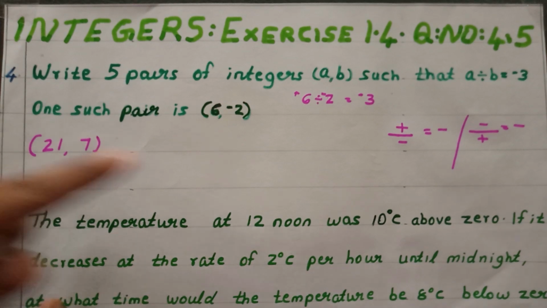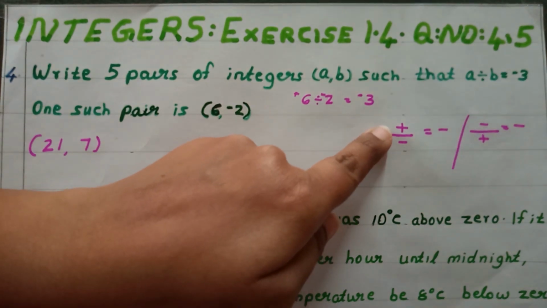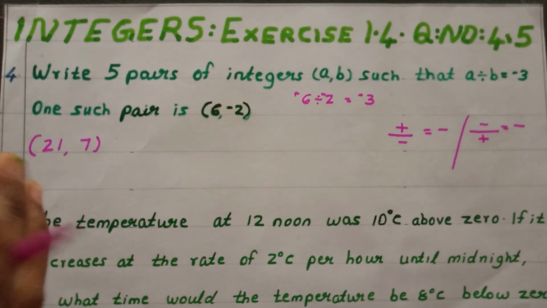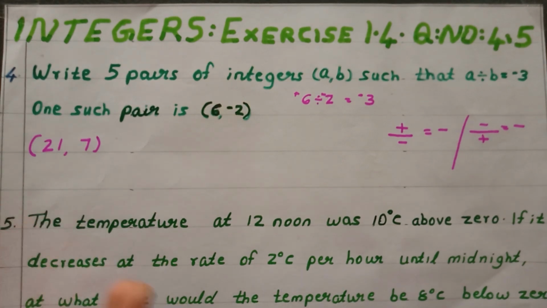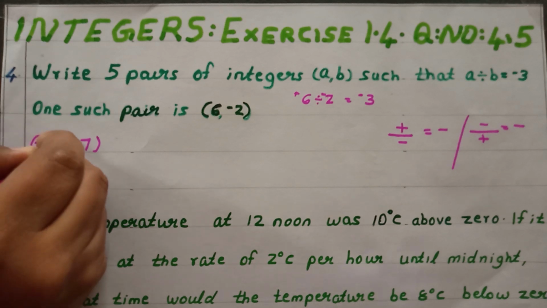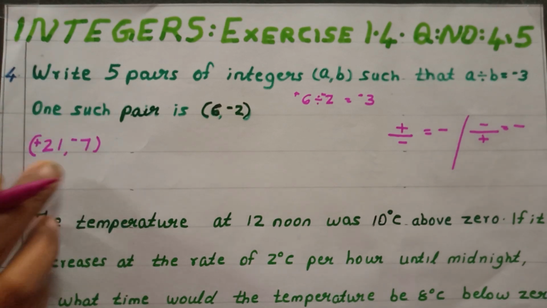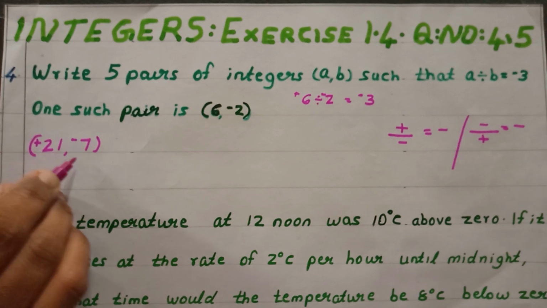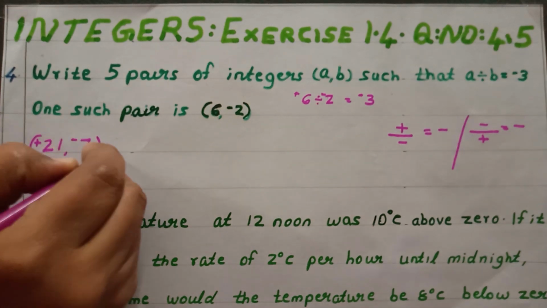So, definitely we can say that one number should be positive and the other number should be negative. Whatever it may be, first number or second number, we can take as positive. So here I am taking first number as positive and the second number as negative. Then after dividing, the value will be minus 3.